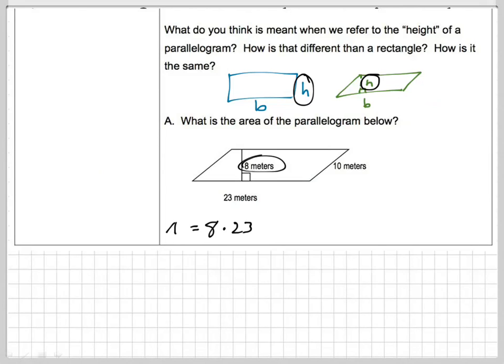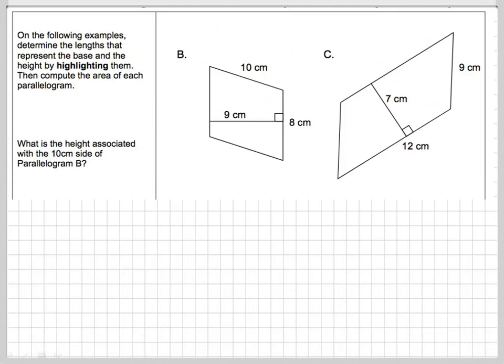The area of this parallelogram is 8 times 23. When I go 8 times 23, that's 160 plus the 24. 184? Is that what you guys got? You guys get the same thing? Okay, that's meters squared. Don't forget the meters squared. That's important. Let's look at some other examples.